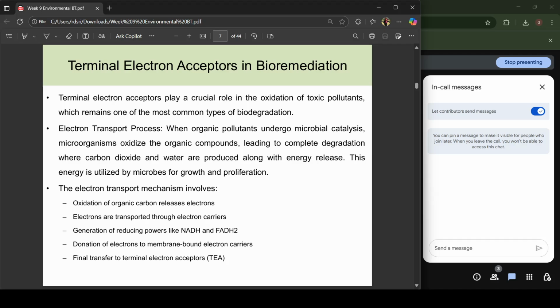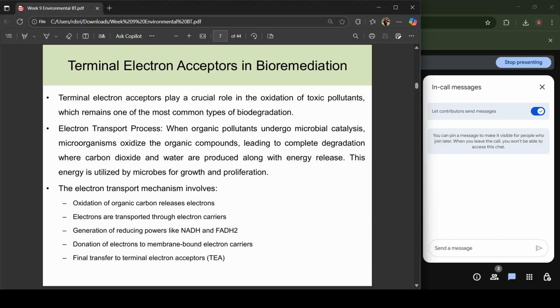So next we will be seeing some of the terminal electron acceptors in bioremediation. Terminal electron acceptors play a crucial role in the oxidation of toxic pollutants, which remains one of the most common types of biodegradation. In biodegradation, we have many kinds of reactions happening. The most prominent one is the redox reaction.